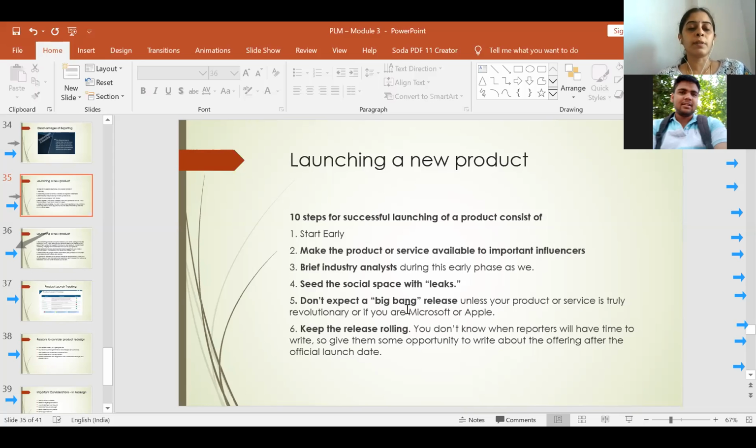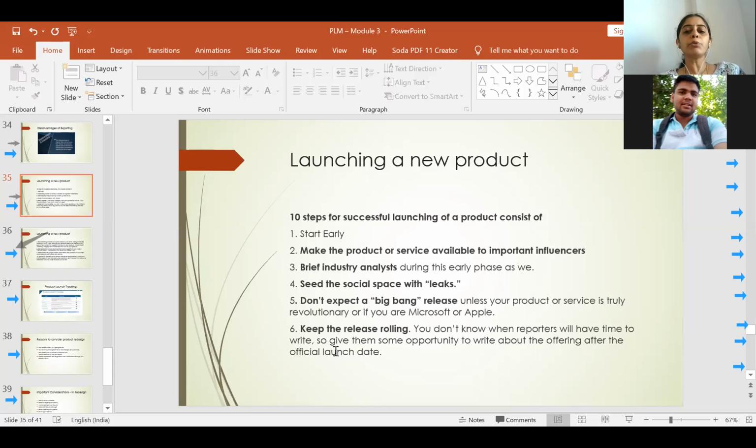Examples are Apple or Microsoft. They launch very beautifully because they are strong enough and they know that the product will survive in the market. Why? Mainly because of the quality they provide. So don't do an unnecessary big bang release, and keep the release rolling.